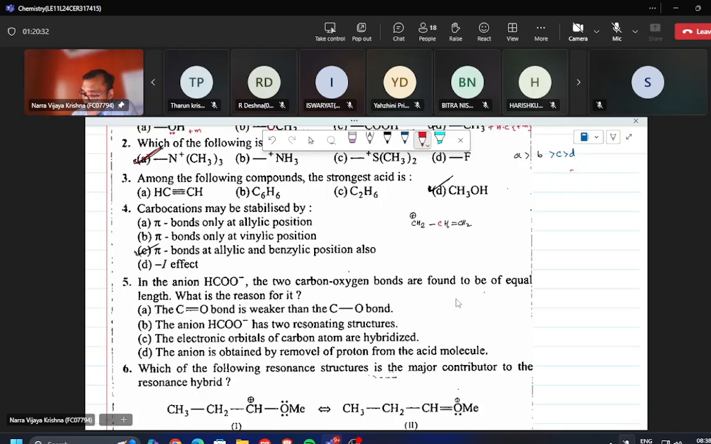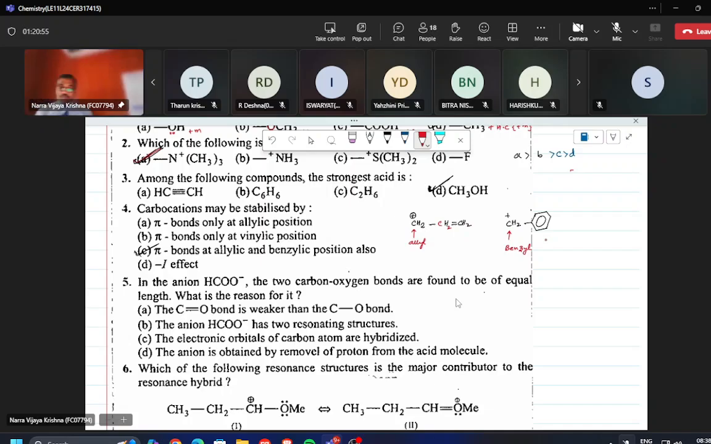Vinylic. And what do we call this carbon? Allylic. This is vinyl. This is allyl. Now, if I take benzene, and on the benzene ring you have a carbon, then what do we call this carbon? Benzyl. Why are allyl and benzyl more stable?